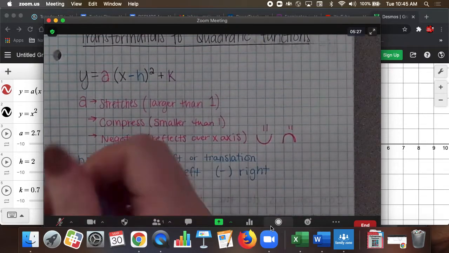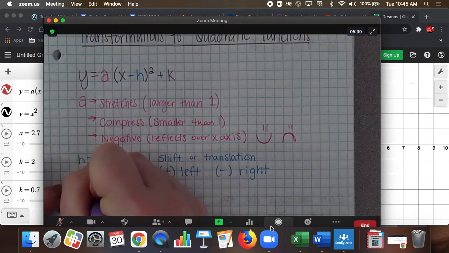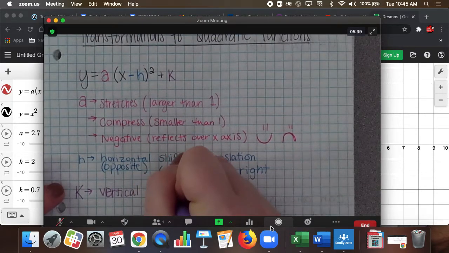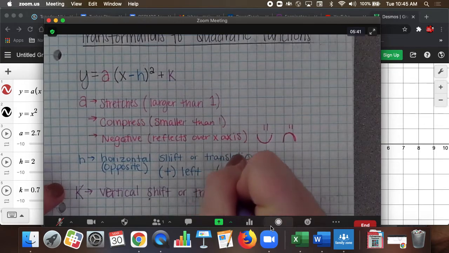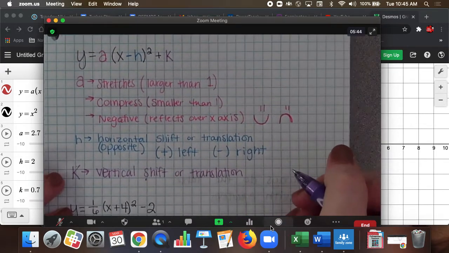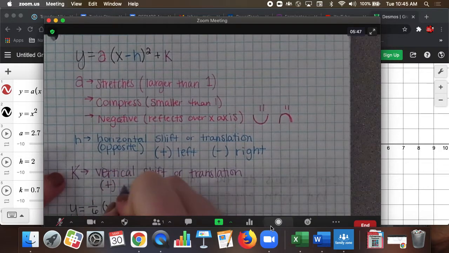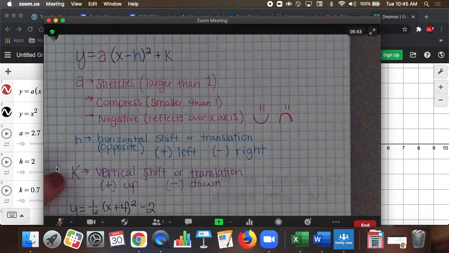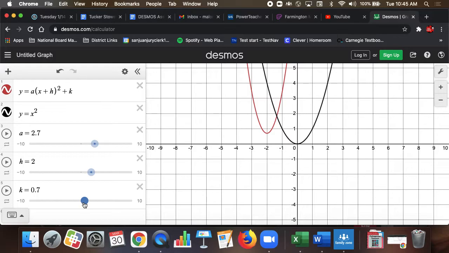Okay, now we're going to look at k. It is a vertical shift or translation. And this one is not opposite. So if it is positive, it moves up. If it's negative, it moves down. So let's look at this. If the k is positive 3, notice the vertex is 3 up. If it's negative 3, the vertex is at negative 3.